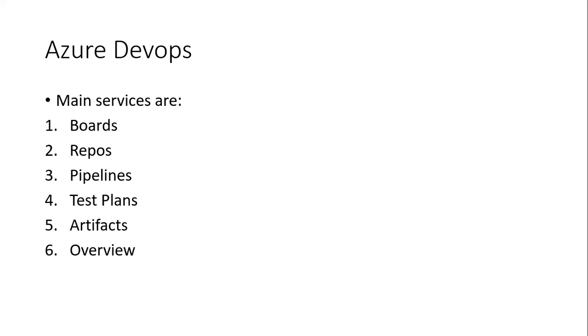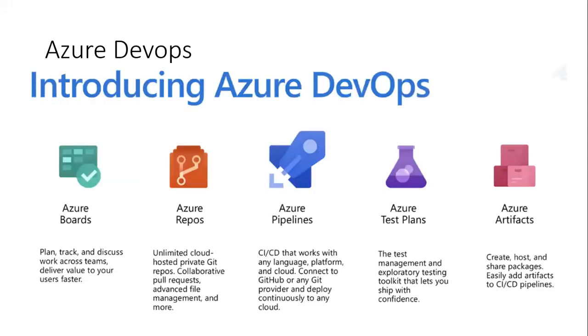We need a repo where I am storing the code. We need a pipeline. A pipeline is nothing but running the code in a procedure. So in pipelines, I run the code. In test plans, I test the code. In artifacts, I prepare the code in the form of an artifact. In overview, I put all these in a visible format. So these are all different services under Azure DevOps. As I mentioned earlier: Azure Boards, Azure Repos, Azure Pipelines, Azure Test Plans, Azure Artifacts.